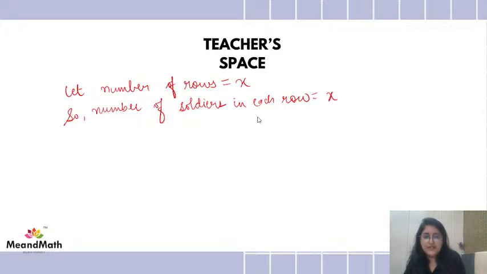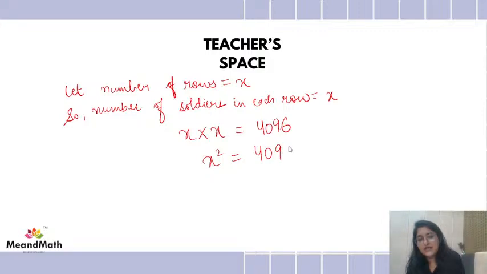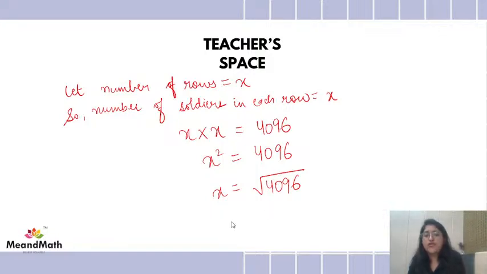Okay, so how can we do this? We can find x times x is equal to 4096, so x squared is equal to 4096. How will we find the value of x? Taking the square root on both sides, x is equal to the root of 4096, and we'll find the square root of 4096.